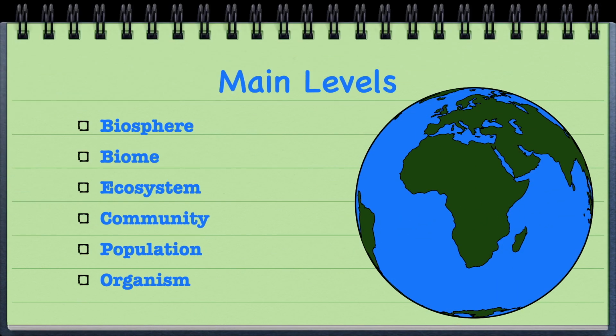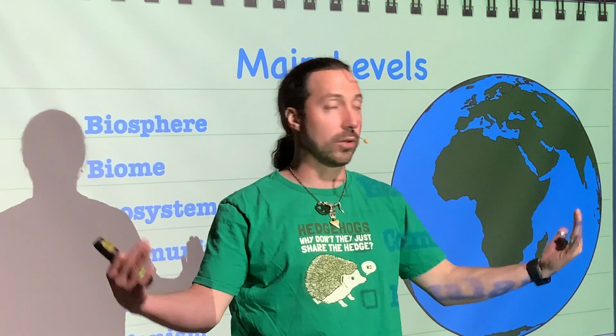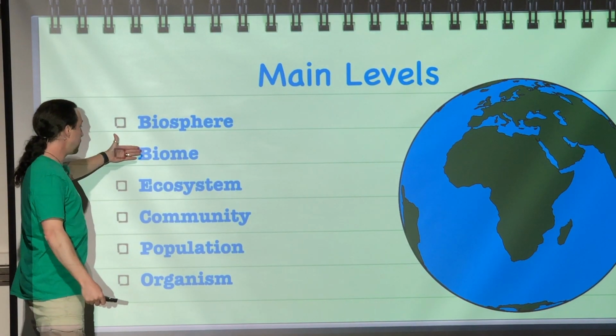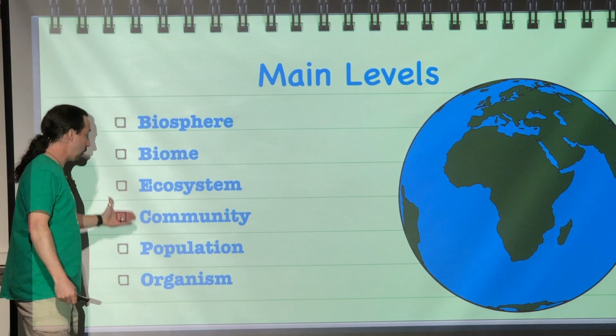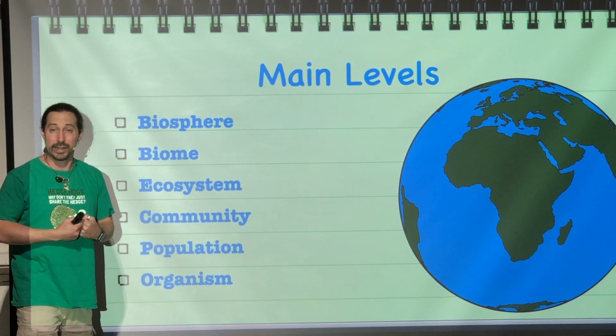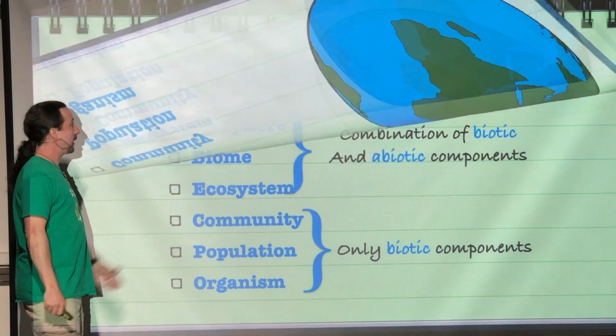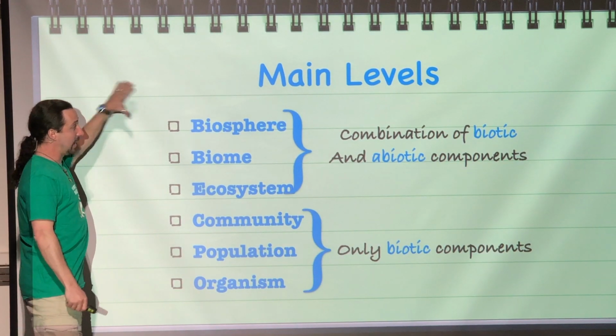In ecology, we can either look at the biosphere, which would be the largest level that we could look at, or we could look at the biomes, or an ecosystem, or a community, or a population, or the smallest level that we would probably look at in ecology would be a single organism. Let's define these things a little bit more.